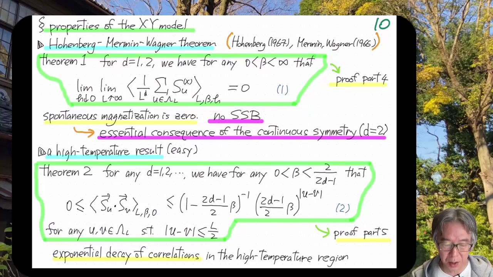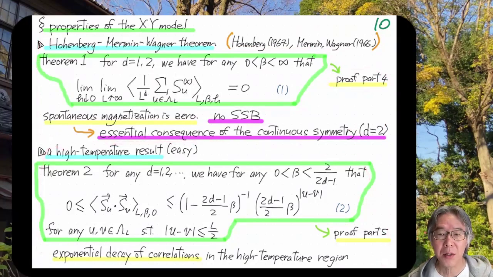And we have to say that this is an essential consequence of the continuous symmetry in case of d equal 2. Okay, and we're going to prove this important theorem in part 4. But our proof is different from the original proof, and we make use of the McBryan-Spencer argument. Okay, so this is one important thing.